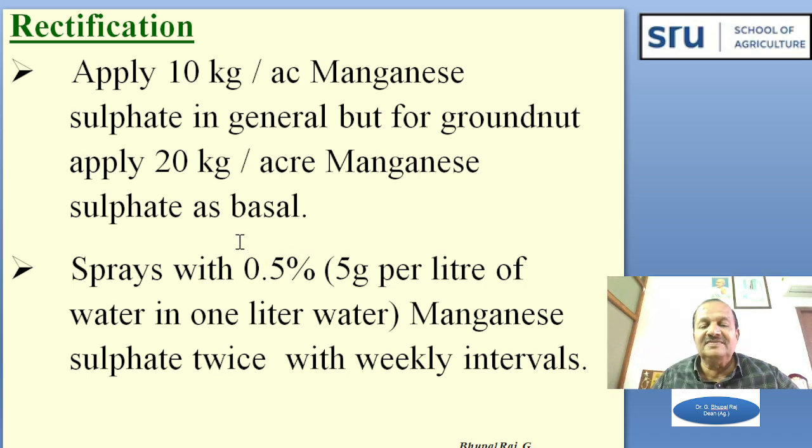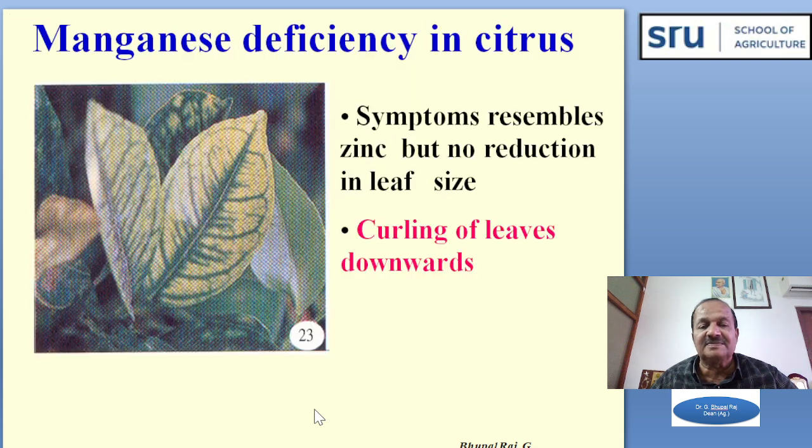When deficiency is observed on the crop, we have to take up a foliar spray of 0.5%. That means 5 grams of manganese sulfate in 1 liter of water gives 0.5%. We have to spray twice at weekly intervals. These are the manganese deficiency symptoms.